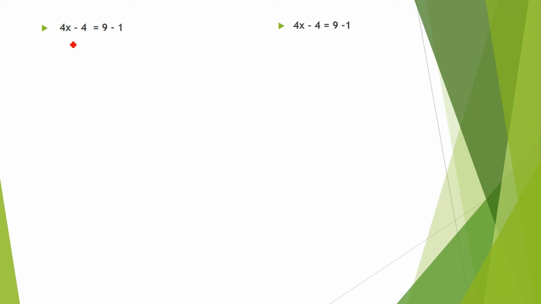So here we will discuss another question. Same thing: 4x minus 4 equal to 9 minus 1. I have written this question 2 times because I will show you 2 different methods. First, see, write down 4x as it is. What is here on the left hand side? -4. So you have to get rid of this -4. How? This is negative, so make it positive. So simple.